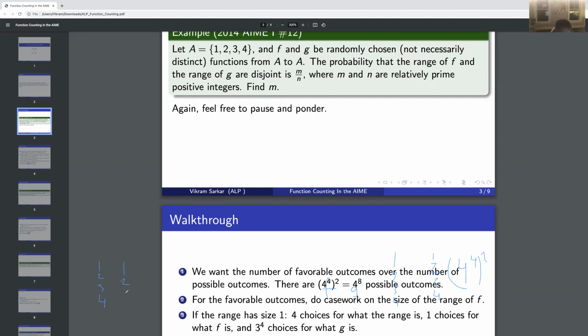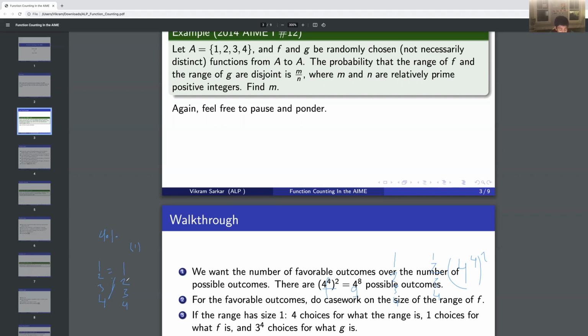This means that the range has size 1, so F is a constant function. Everything maps to one thing. There are 4 choices for what it will map to, right? Let's say they all go to 1, they all go to 2, they all go to 3, they all go to 4. So 4 choices. Then 1 choice for what F is, because for a given range, let's say 1 is the range, then they all just have to go to 1. So there's just 1 choice there.